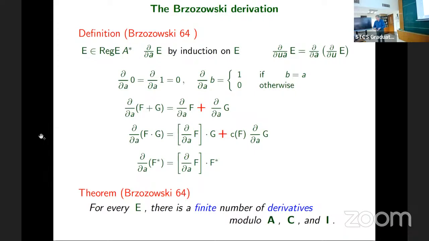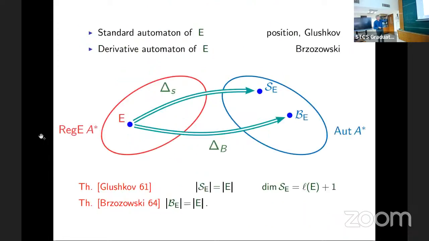Because a deterministic automaton might be very big compared to the expression. Okay, but anyway, this is a theorem by Brzozowski. He lifted the operation of quotient from the world of languages to the world of expressions. And that was the first step. And now came this defined derivative automaton.